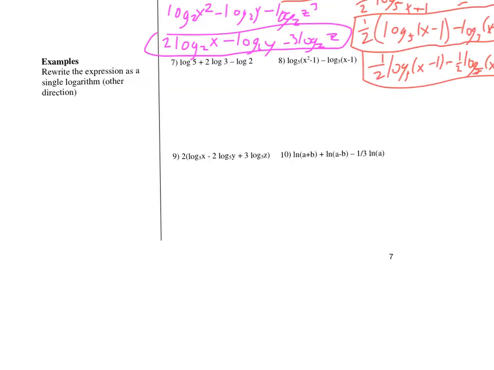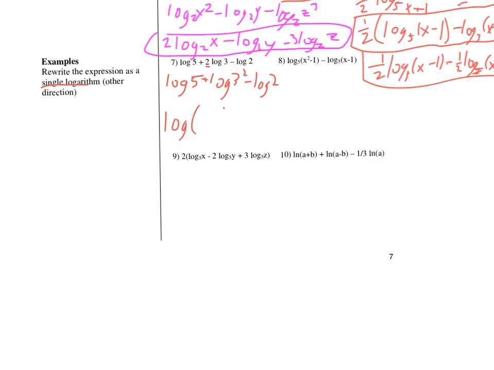All right, next up here, number 7 through 10, we're going to rewrite these inside of a single logarithm. So now we're going to condense this, but before we condense it, if we have any coefficients in front, we should always move those inside the log, like so. And now we're going to condense it all into one log.